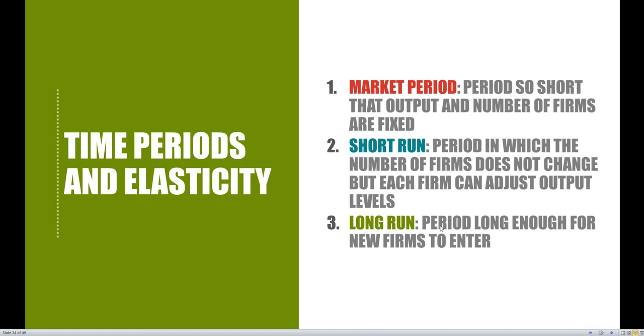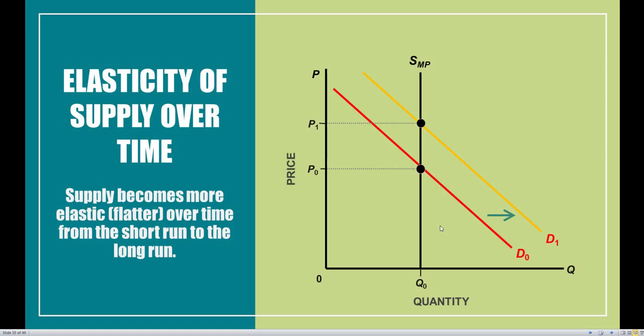And to show exactly why this is going to be true, let's take a look at a particular graph right here. Suppose we take a look at the supply and demand analysis of a particular good. We notice that we have supply MP right here, which is the supply curve in the market period. Because this is the shortest period that we take a look at, we notice that it is perfectly inelastic. So here we have a vertical line at this particular quantity.